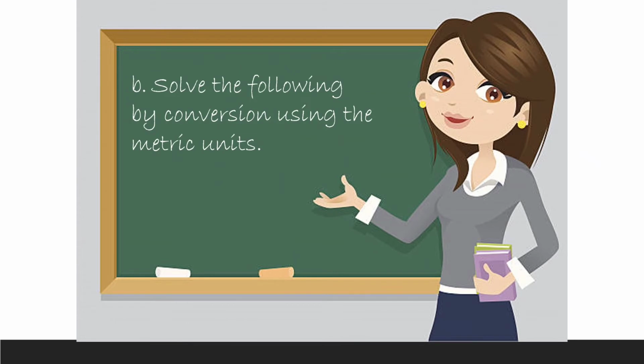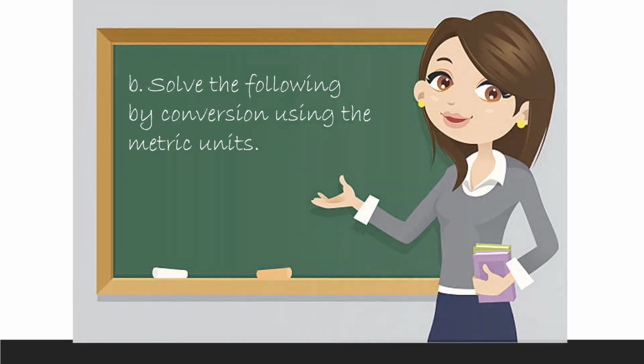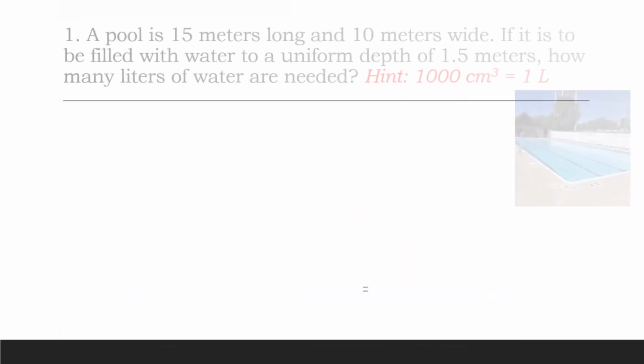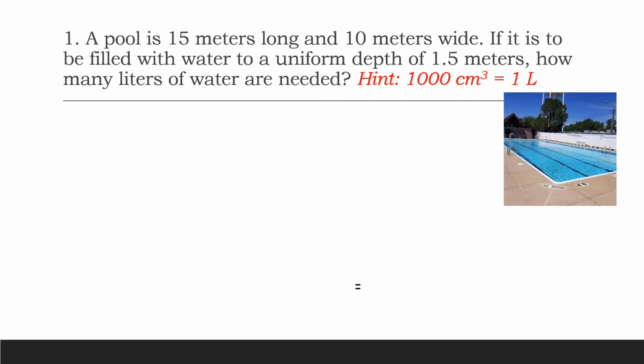Okay, so let's have the second part of the activity wherein you're going to solve the following by conversion using the metric units. Let's have number 1. So sa number 1, a pool is 15 meters long and 10 meters wide. If it is to be filled with water to a uniform depth of 1.5 meters, how many liters of water are needed?